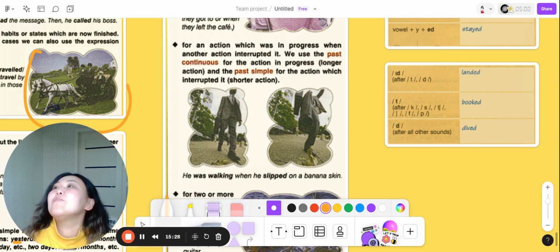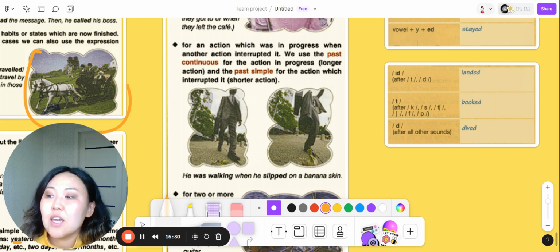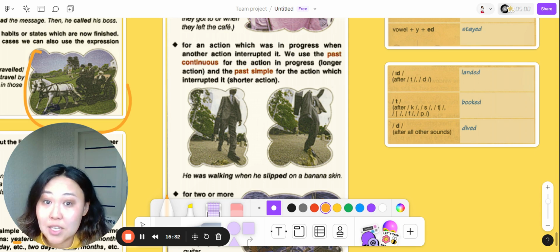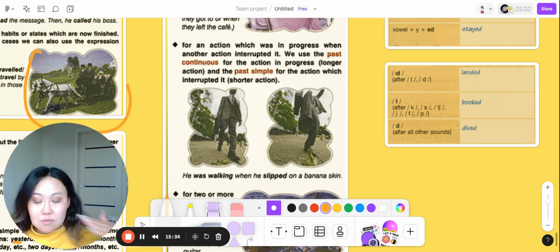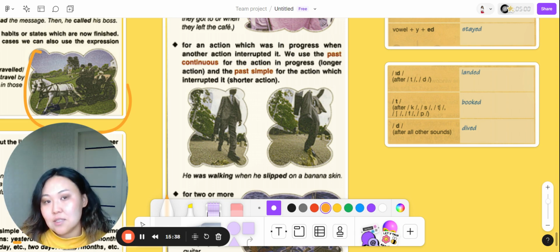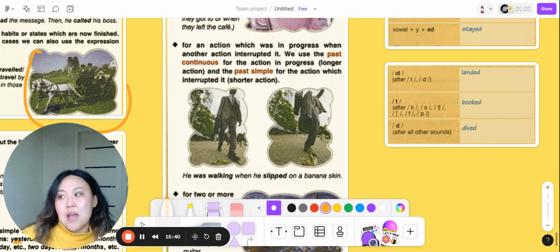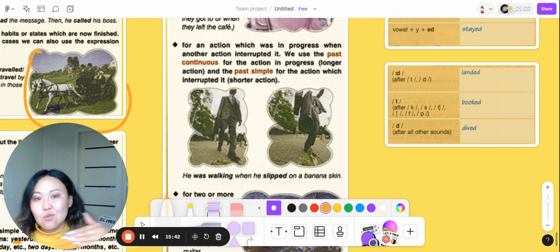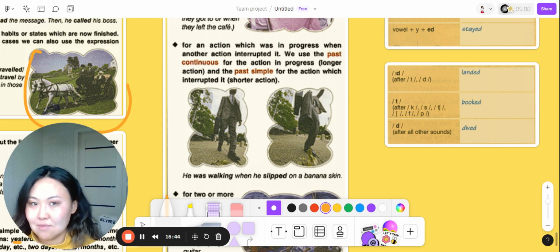For example, I can say, yesterday when I came home, my mom was cooking dinner. So when I came home, this is the fast action, my mom was cooking dinner. This is a longer action, and this action, she was cooking, was interrupted by me, who came home.